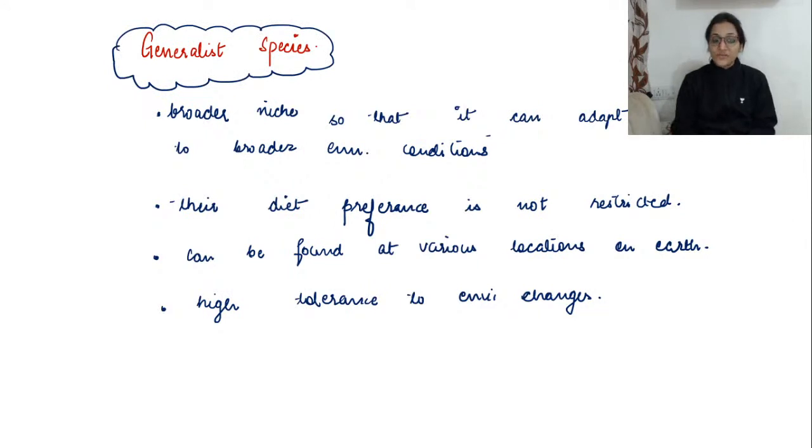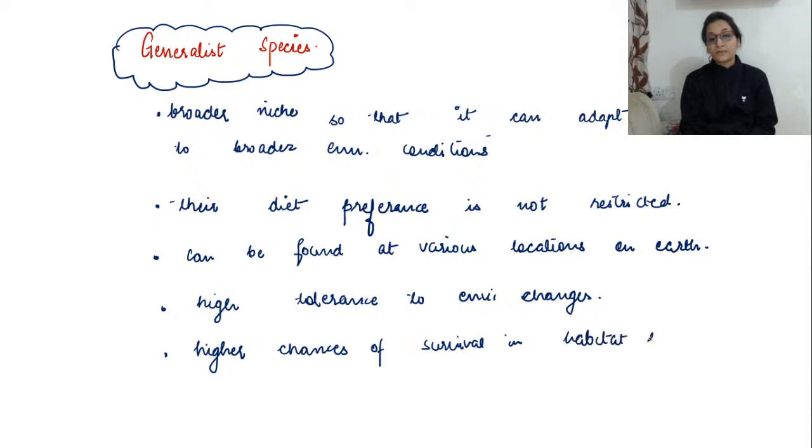Now the key feature of generalist species is that they have a higher advantage of surviving in a habitat that is changing. So, higher chances of survival in a habitat that is changing. They are able to survive because they have a large range of resources on which they can depend, which makes them adapt to a wide range of environmental conditions and diet as well, so that they have a higher range of survival.